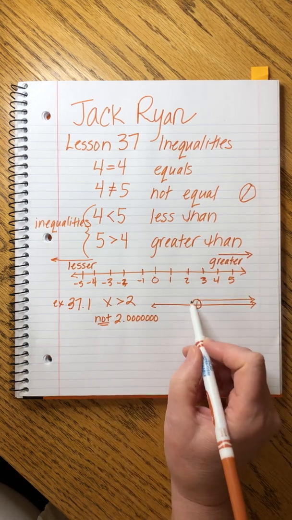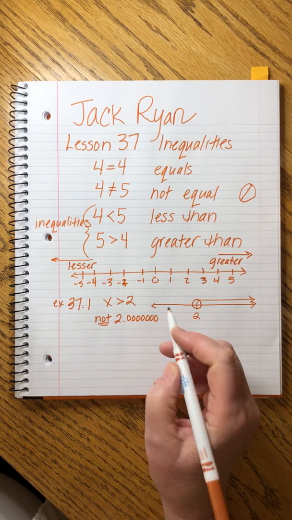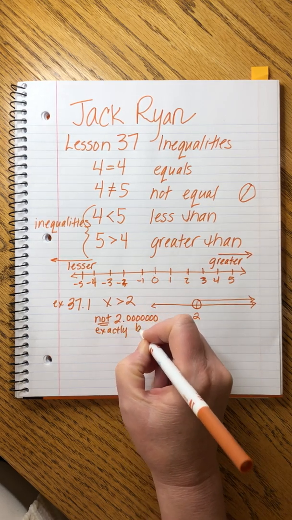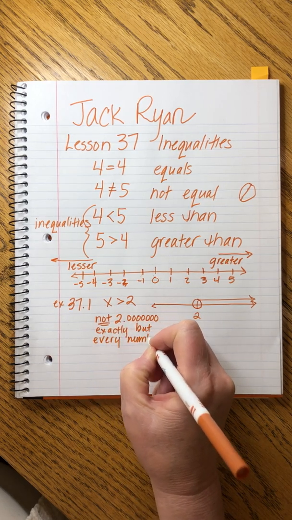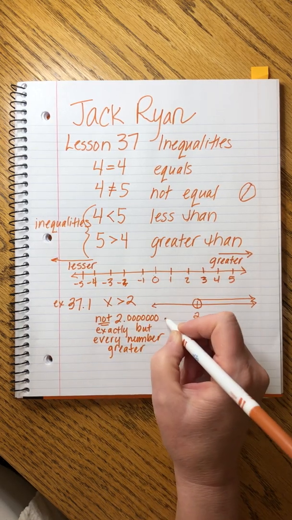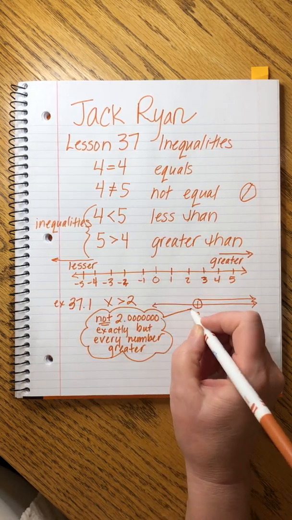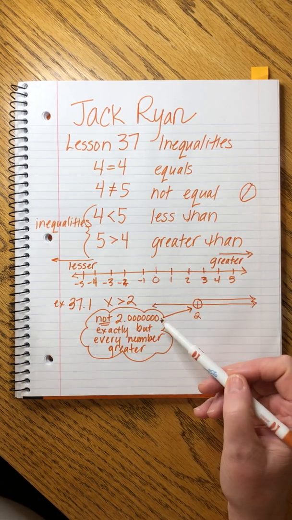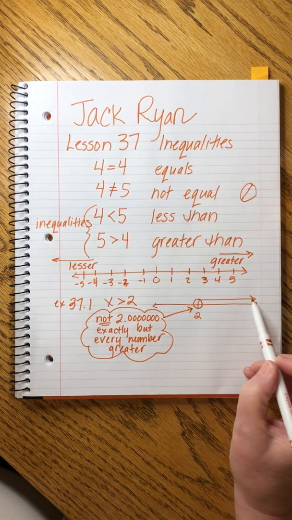And this symbolic notation says not that exactly, but every number greater. That's what this notation describes. And that's what we want for our answer, right? It's got to be greater than 2. So not 2 exactly, but every number greater than that. That's how we show it with the open circle and the arrow going that way.